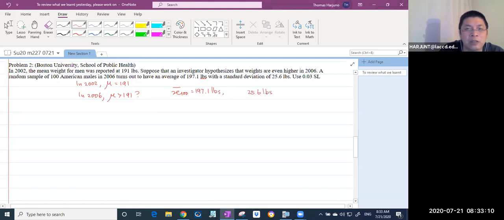Now the thing is, is it from a sample or from the population? Is the standard deviation here a sample or population standard deviation? Now you trace back. The wording is that this 25.6 is coming from a random sample of 100. So from there we see that this is the sample standard deviation. Now use a 3% significance level.